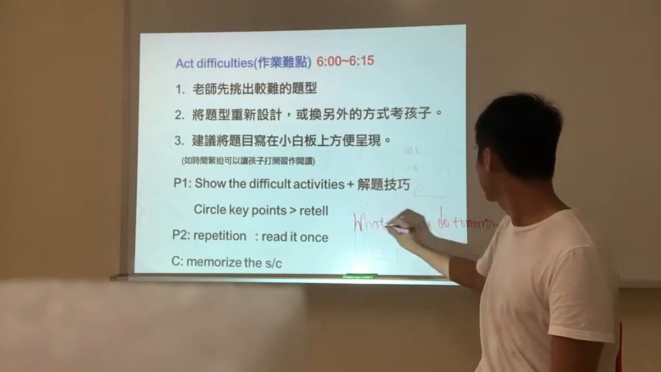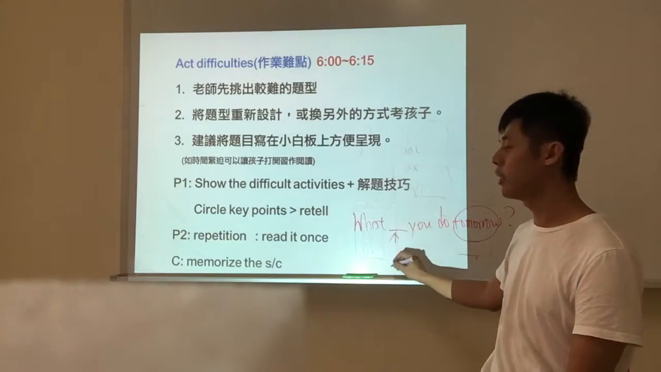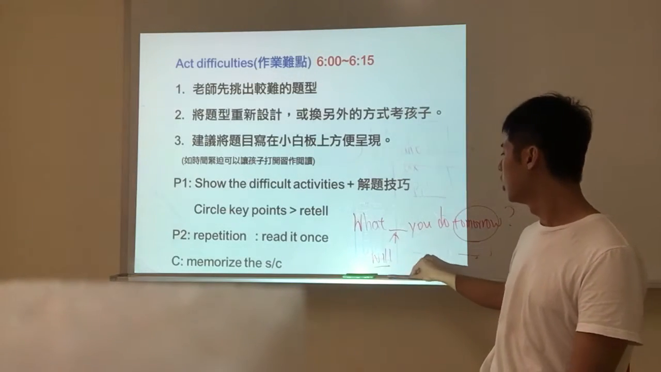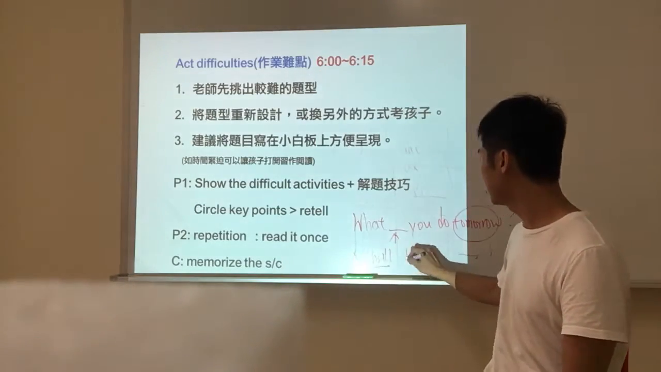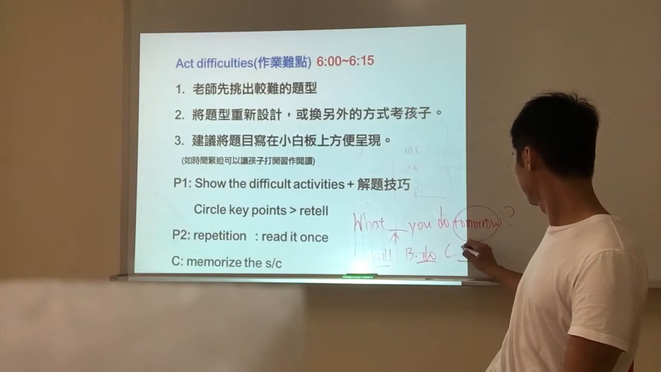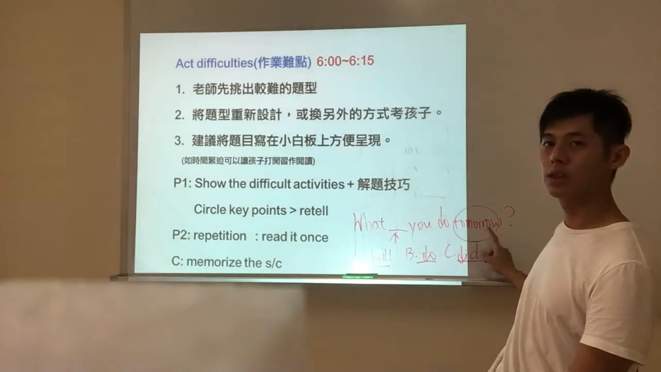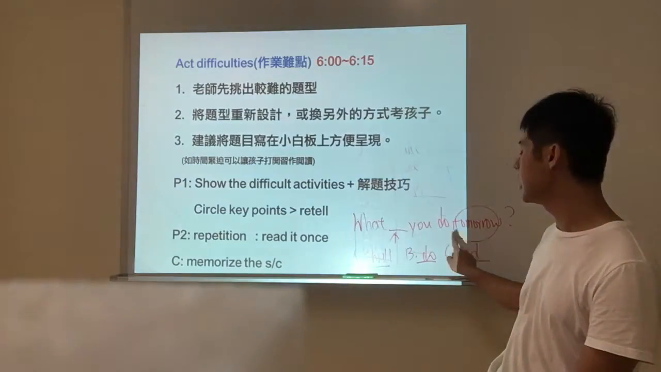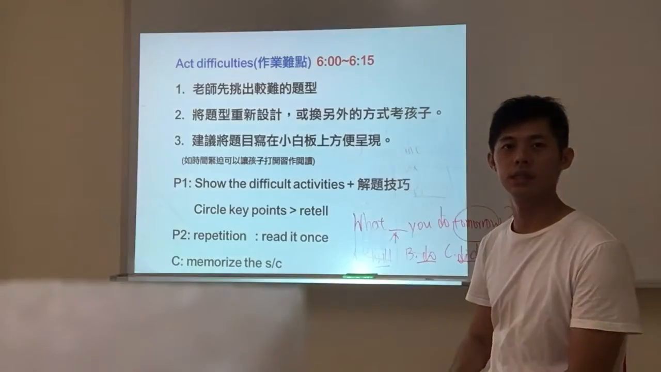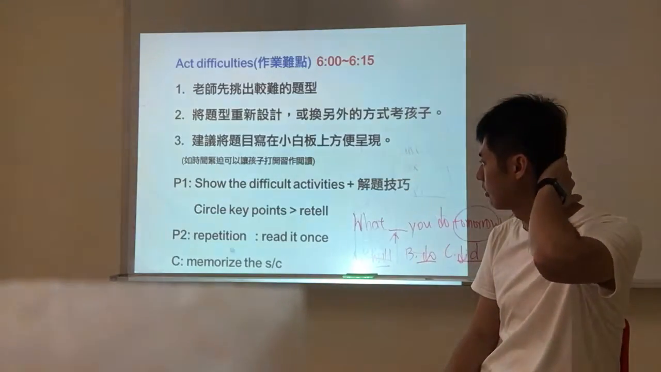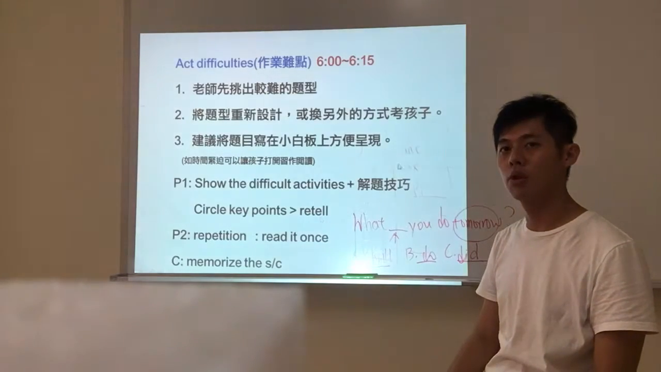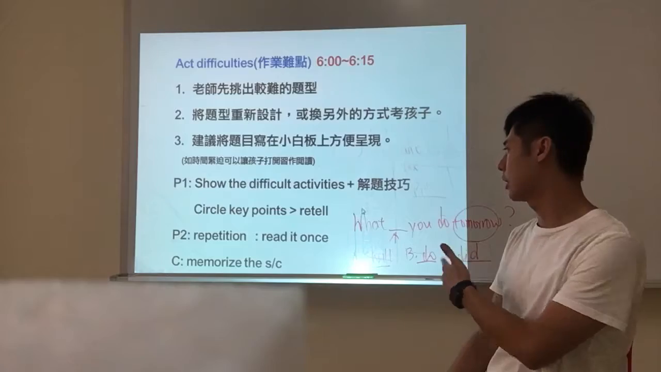So the keyword is "will." Here, what you need to fill in is "will," right? There may be different kinds of selections, but you have to circle the keywords and then you can fill in the correct answer. Understand? So show the difficult activities and teach them how to choose the correct answer.